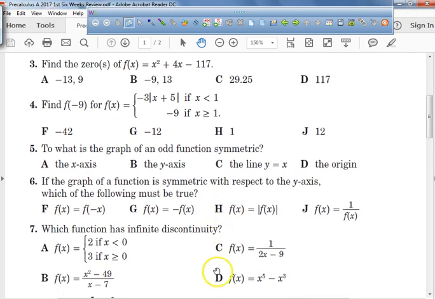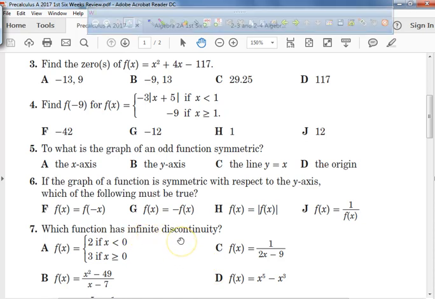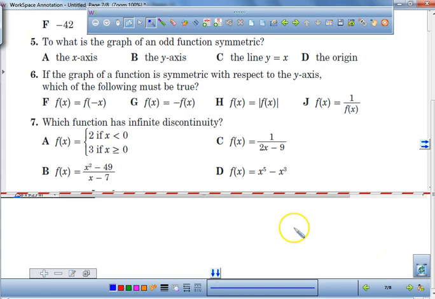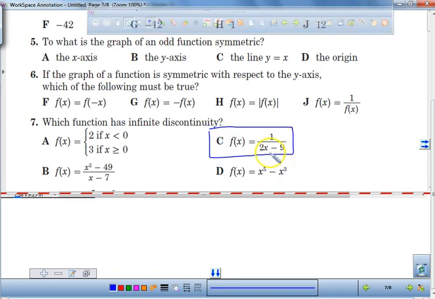Ooh. Which function has infinite discontinuity? All right, infinite discontinuity. Right now, I realize we can't type in all of these, but I'm going to let you know what the answer is. And we're going to type this in and let you know what infinite discontinuity looks like, okay? So there's three different types of discontinuity. There's infinite, there's jump, and then there's what's called removable.